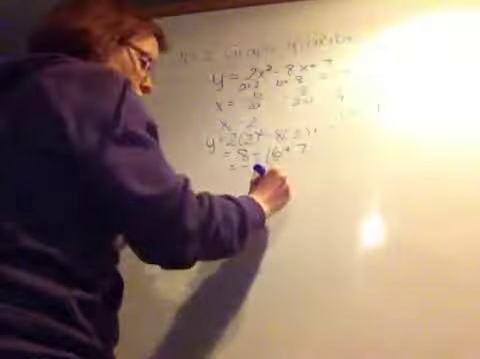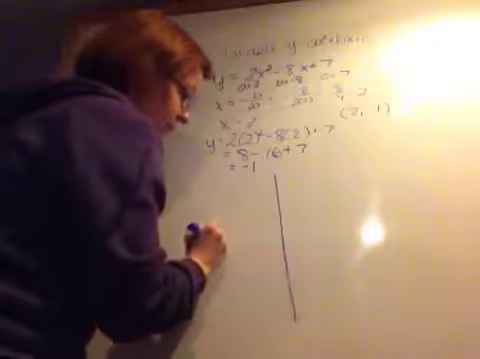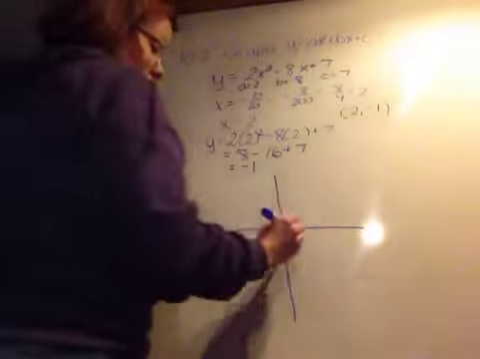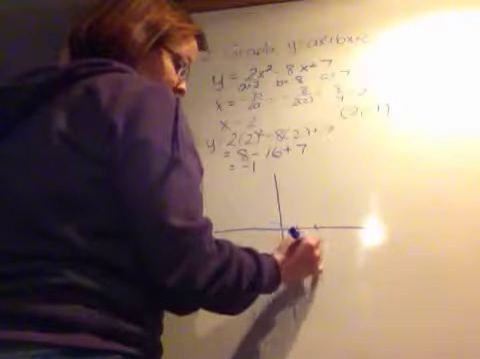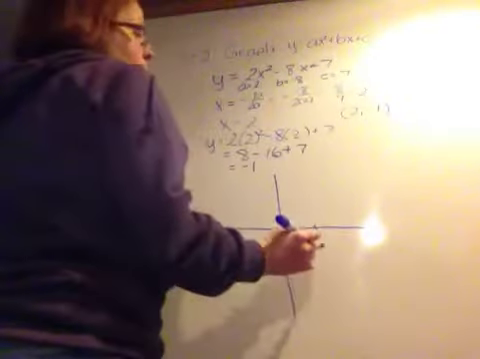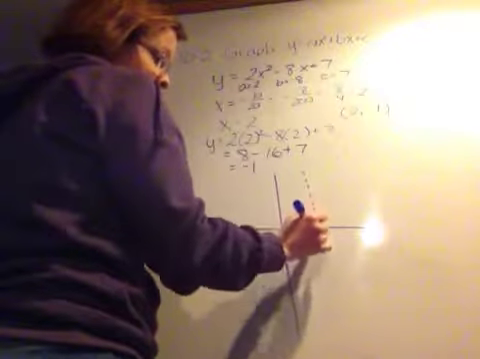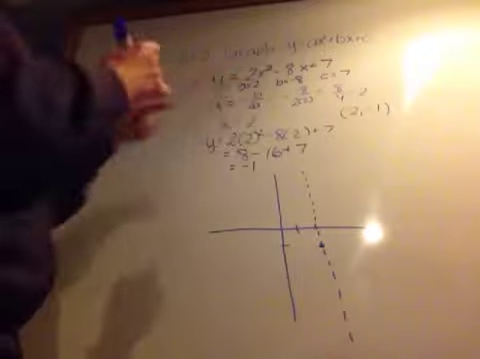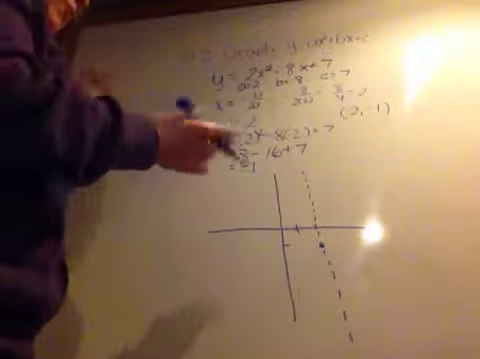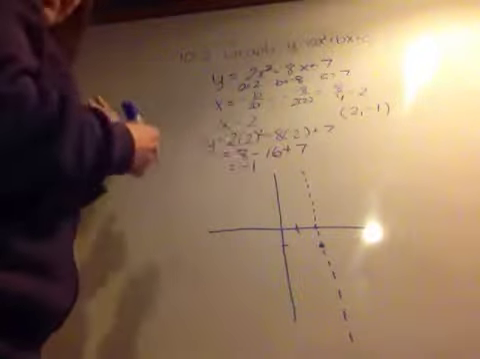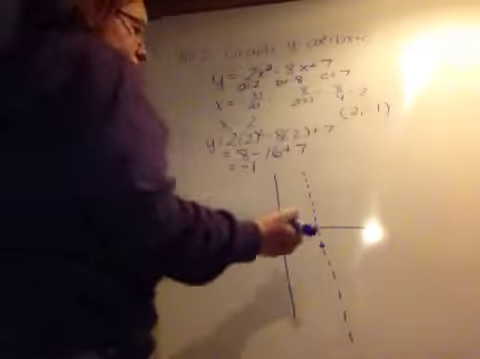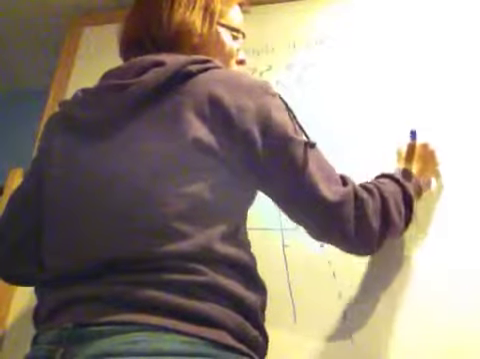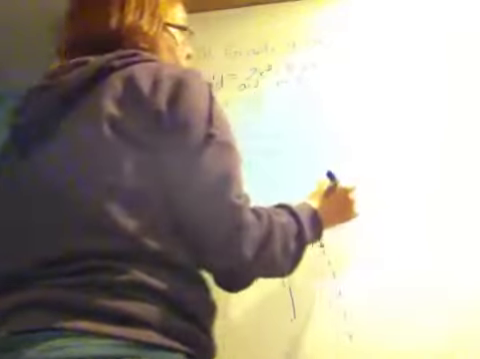So now I'm going to start graphing this. I'm going to plot my vertex, 2, negative 1. I'm going to draw my axis of symmetry in. I know that since this is a positive 2, it's going to open up. So then I'm going to pick values on one side or the other, and then I'm going to use my axis of symmetry to find another point. So I'm going to find out when x is 1 and when x is 0.